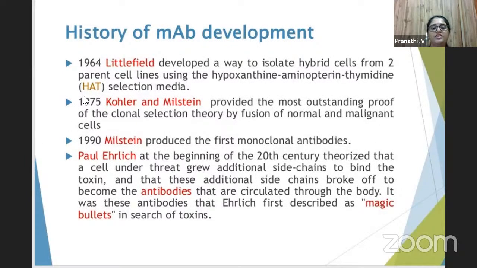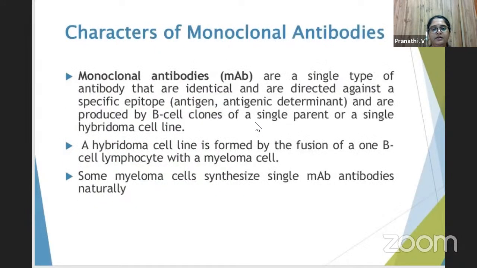When it comes to the history, Littlefield had actually tried to develop this by using something called the HAT medium, hypoxanthine aminopterin thymidine medium, in the year 1964. Then Kohler and Milstein provided that by fusing normal and malignant, that is cancer-causing cells. So it was in the year 1990 only that Milstein produced the first type of monoclonal antibodies. And after that, you had Ehrlich trying to use these, and he described them as the magic bullets.